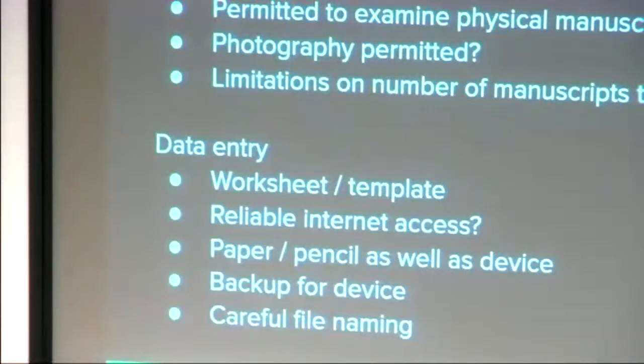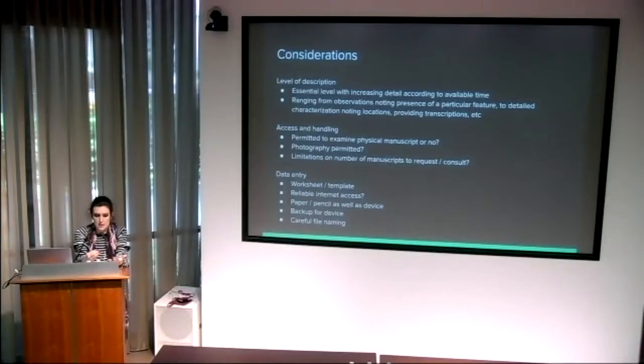All right, so some considerations. You can obviously approach description to varying levels of detail. There is an essential level, basically, and then you can proceed from there to increasing detail, mainly according to your available time. This will range along a continuum of detail from basic observations that simply note the presence of particular features. So you just indicate, okay, middle-of-the-quire marks are present, and maybe you give a few examples of where, to the more detailed end of the spectrum where you actually transcribe and detail potentially every instance, and note locations within the manuscript where the phenomena appear, provide some sort of transcript, maybe translation, even something further than that. And again, all of that is a matter of time and what you can afford in any given moment.